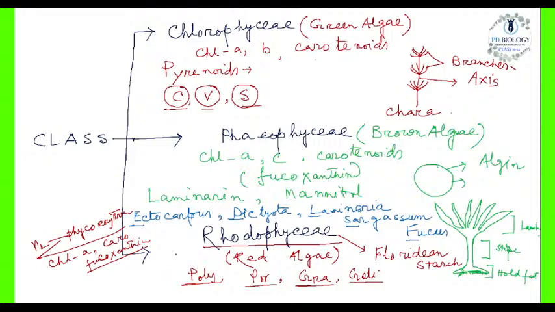So now these are the prime characters we read from Chlorophyceae, Phaeophyceae and Rhodophyceae. Keep the prime characters in mind. So we can differentiate Chlorophyceae, Phaeophyceae, Rhodophyceae on the basis of their pigment and the food reserve. Here starch is the food.